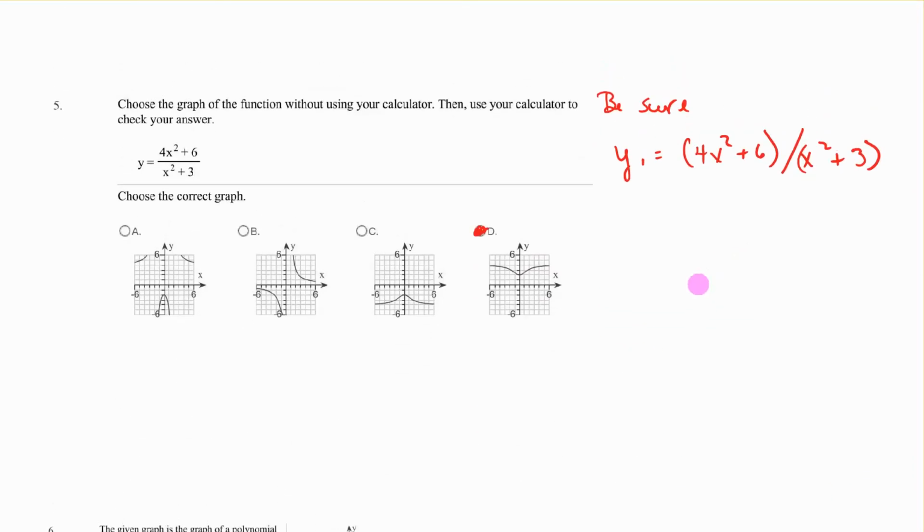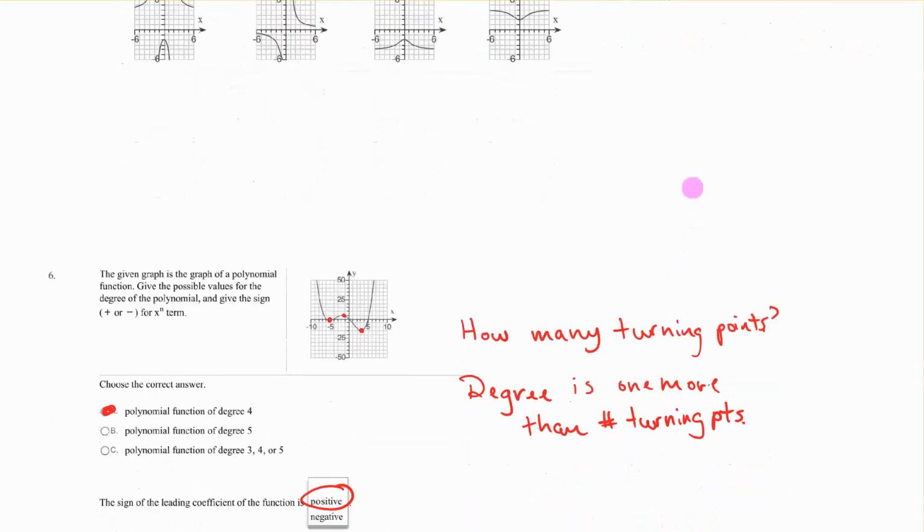Alright, now number 5 is a rational function. Just be sure if you're doing those on the calculator, which you should, that you put the top and bottom in parentheses. That will eliminate the calculator doing some weird things. And check the graphs. These are all 6s on the window, but I think you'll probably be able to see that without changing the window.